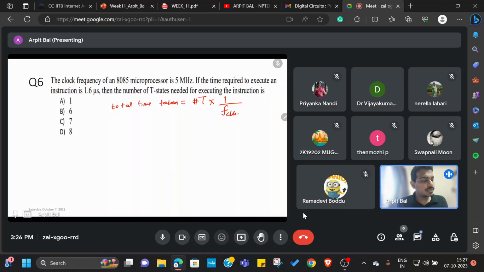Using this formula, can someone calculate the number of T states needed for executing this instruction? It is already given what the total time taken is, that is 1.6 microseconds. F clock is given as 5 megahertz. Mega is 10 to the power 6, so 5 times 10 to the power 6. From this, can anyone calculate the number of T states?